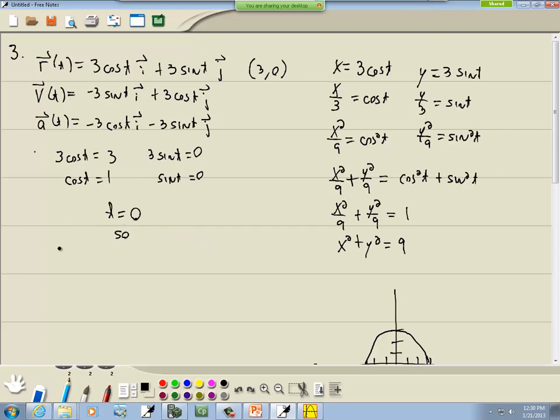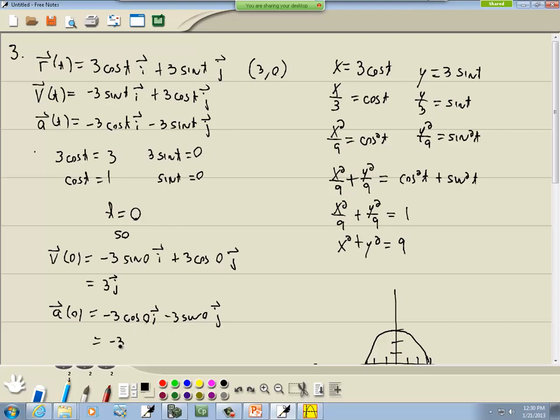So we now want to plug 0 in for our t. So v of 0 is going to equal negative 3 sine of 0 i plus 3 cosine of 0 j. Well, sine of 0 is 0. Cosine of 0 is 1, so 3 times 1 is 3, times j gives us 3j. For acceleration, a of 0, we're going to have negative 3 cosine 0 i minus 3 sine of 0 j. Again, the sine of 0 drops away, and cosine of 0 is 1, so this gives us negative 3i.